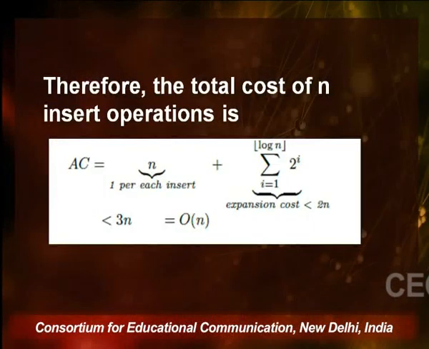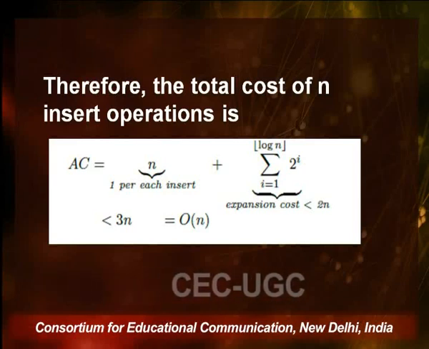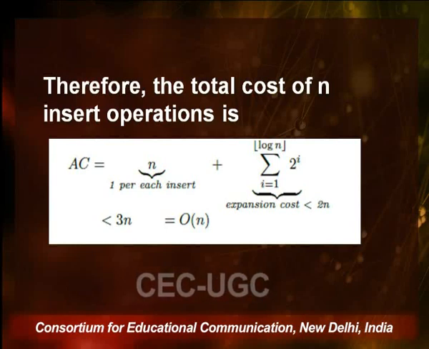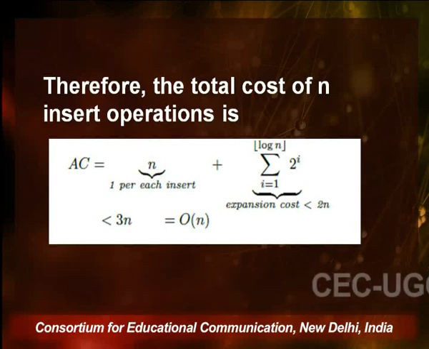So the expansion cost is not incurred for all the n insert operations. It is for those operations where i equals 1 to floor of log n, 2 to the power i. This second term, the series summation of i equals 1 to floor log n of 2 to the power i, ends up less than 2n. So 2n for this term and n for 1 per insert, so basically we have less than 3n.